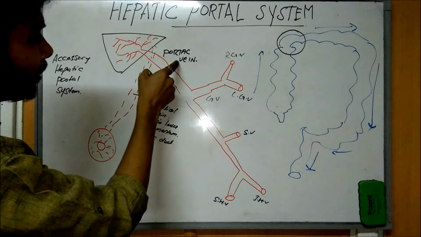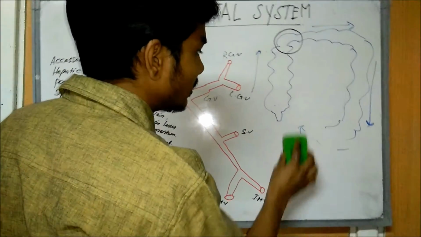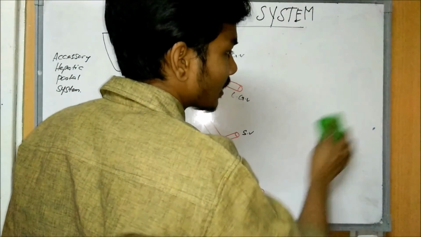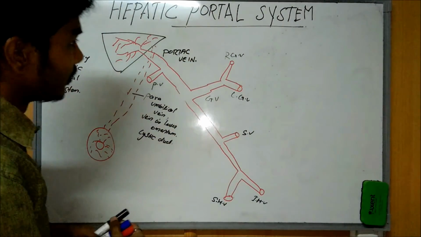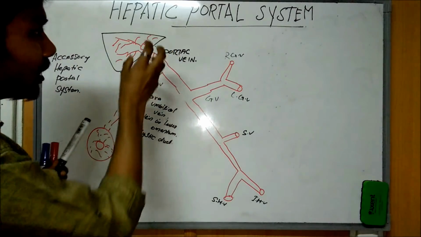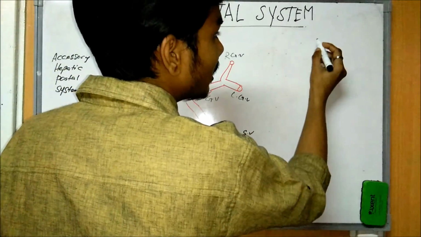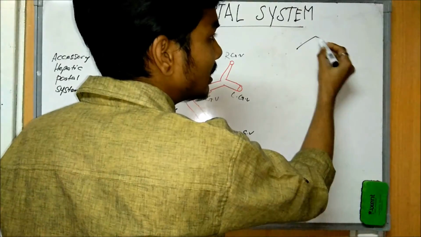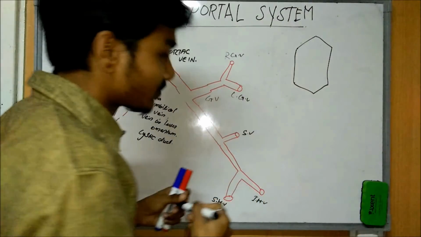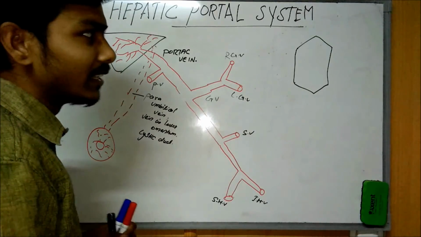So this portal vein, when it drains into the liver, has tiny branches. Now we'll see what it looks like under the microscope. The microscopic view of the portal vein inside the liver. So I'm going to take out a single cell of the liver, which is called a hepatocyte. When you look at it under a microscope, it will look like a benzene ring, a hexagonal shape.